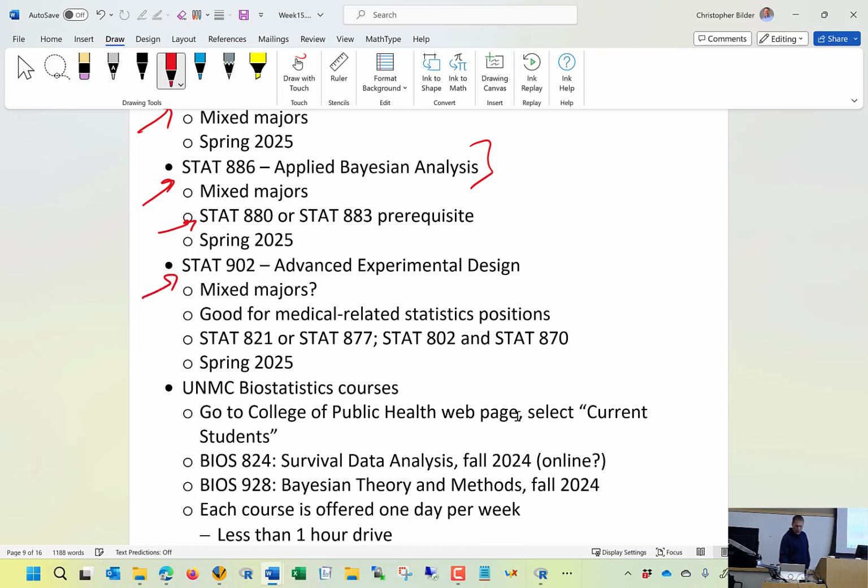And then lastly, for courses here at our university, Stat 902, Advanced Experimental Design. I think stat and non-stat majors can take it. This is another course that will be really good for those of you who are interested in medical-related statistics jobs after graduation. The reason being is because so often experimental design comes into play in understanding the results of a clinical trial or designing exactly the statistical aspects of a clinical trial. And so that's why having an advanced experimental design course can be very useful.